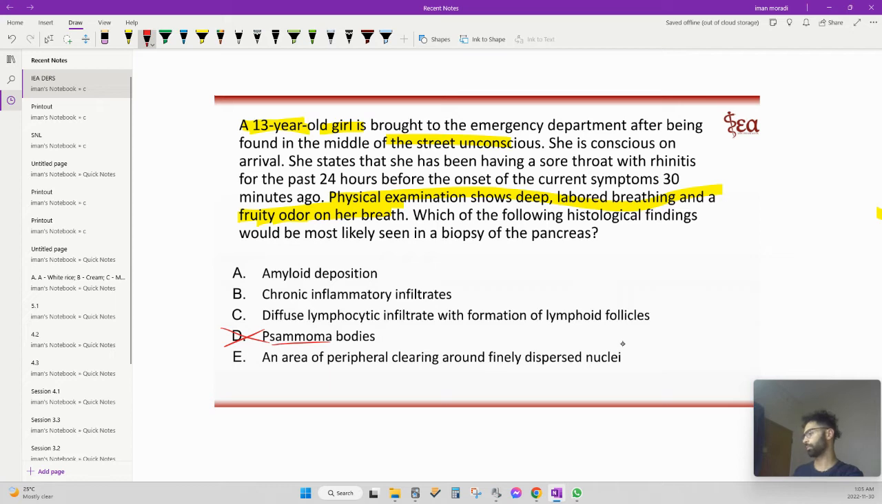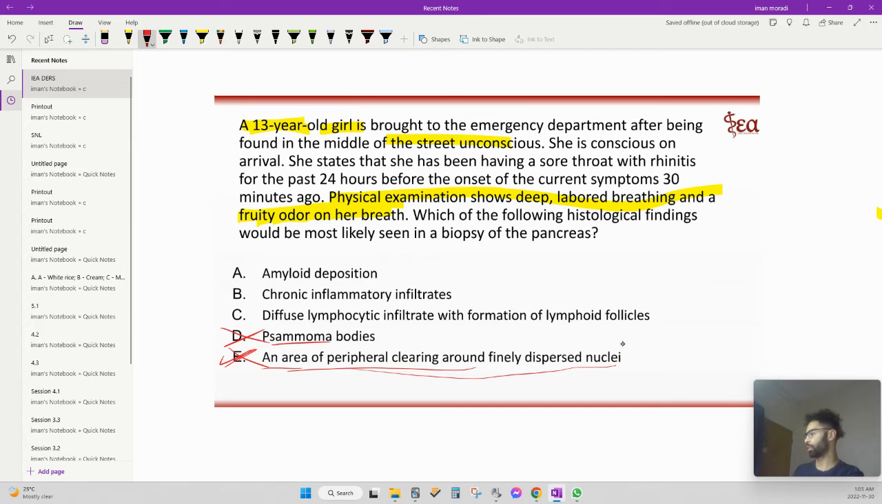An area of clearing around finely dispersed... I don't even know what the description of this is. But if you don't know what an answer choice is saying, in my experience, eliminating that answer choice is the best. Unless you're extremely sure none of the other ones are the answer, and even then, most of the time, something you don't know what it is is never the answer.